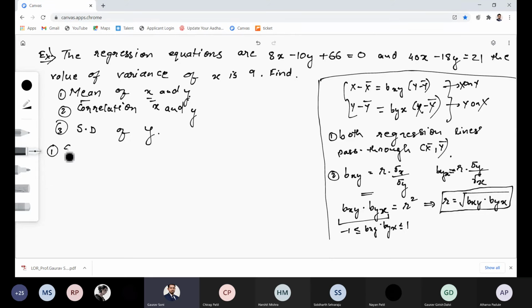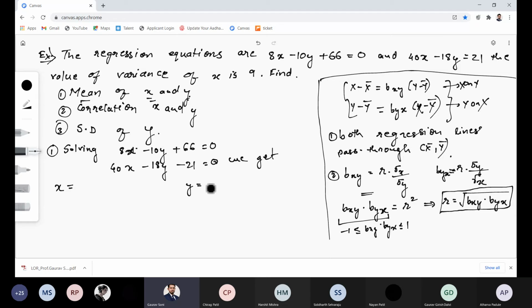Mean, solving 8x minus 10y plus 66 is equal to 0 and 40x minus 18y minus 21 is equal to 0. We get the value of x. You can do this on your calculator too. You can solve the system of equations on your calculator.